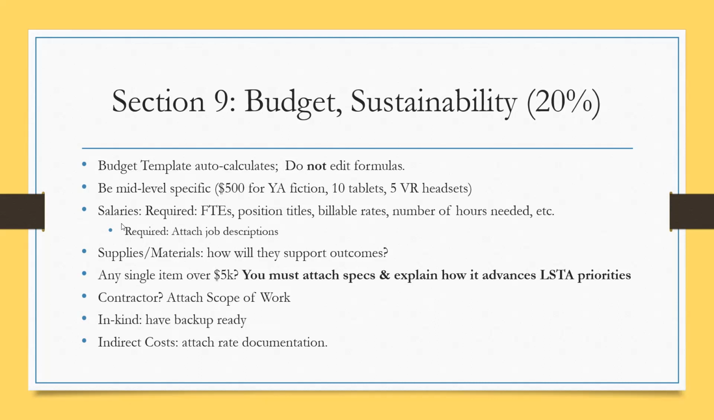On the budget form, I hope it's easier this way because you can do a line item description and then you can put whether it's LSTA or match. It was a little bit confusing before. We want enough detail.